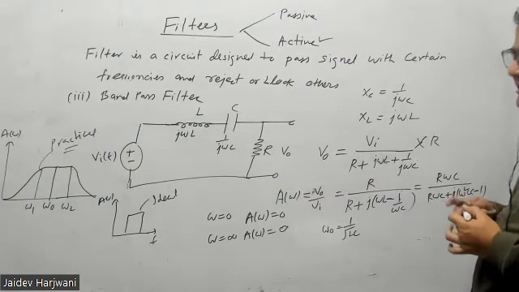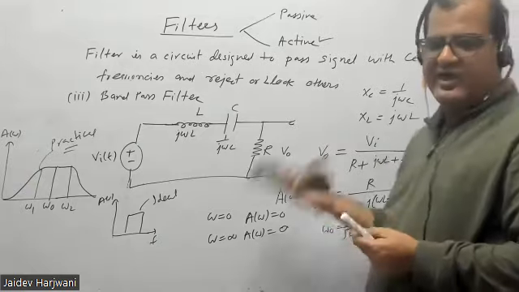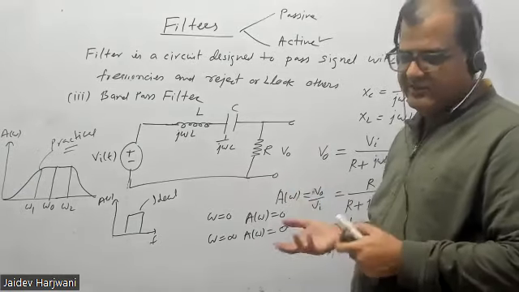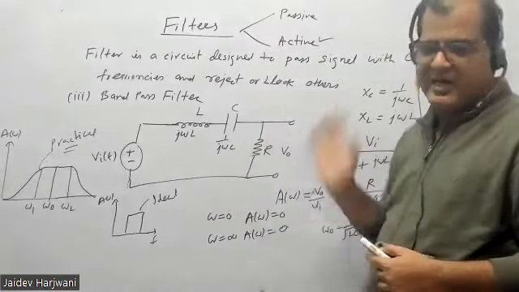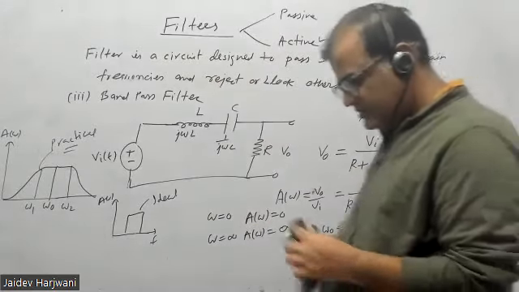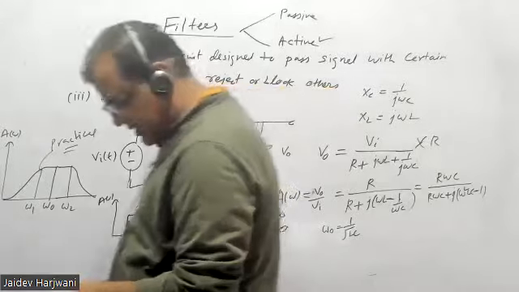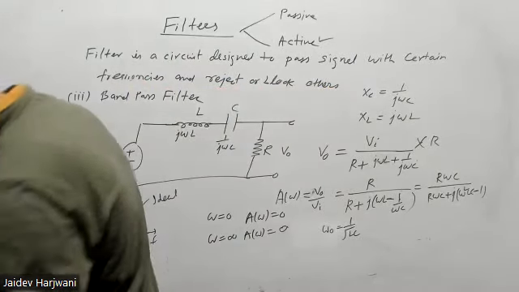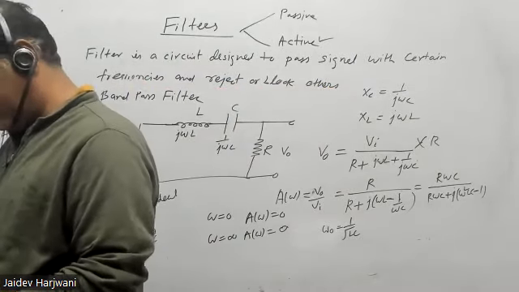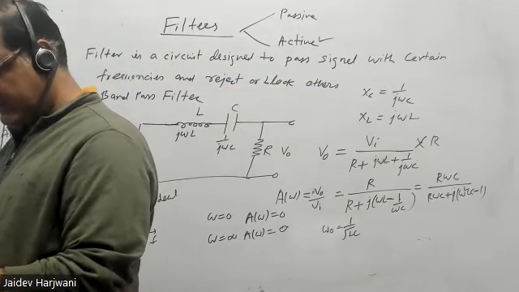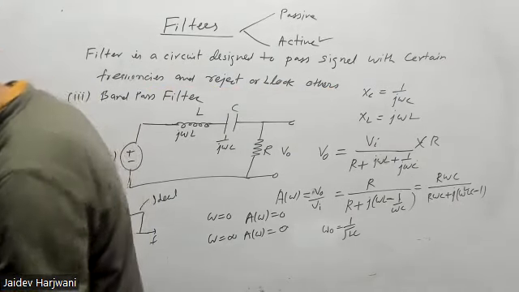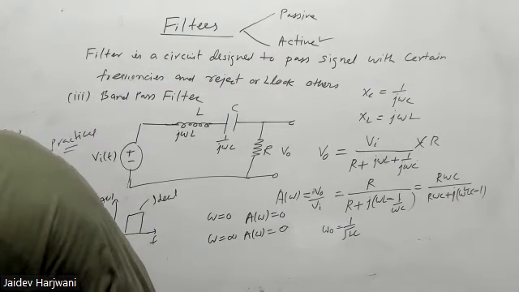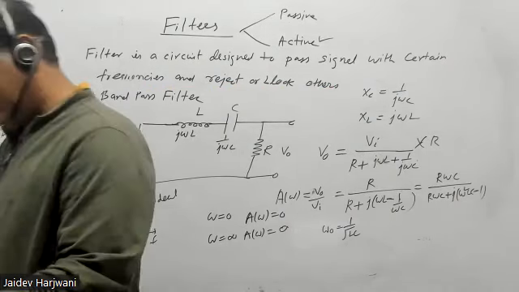Now this is not the only circuit. There are a variety of circuits by which you can achieve low pass, high pass, and similarly this band pass, but this is just a general idea I'm giving. So this is your band pass filter. Similarly, you have a band reject filter. Now how do we make a band reject filter? Tell me.